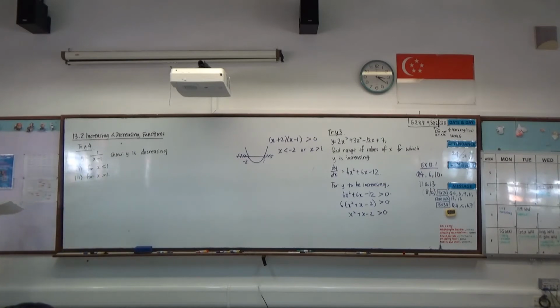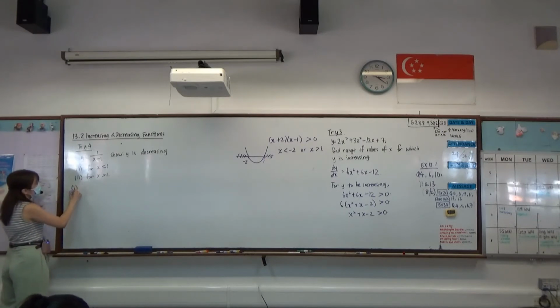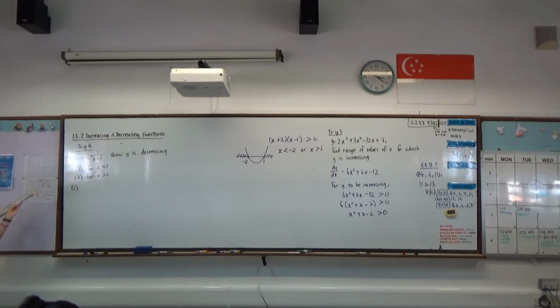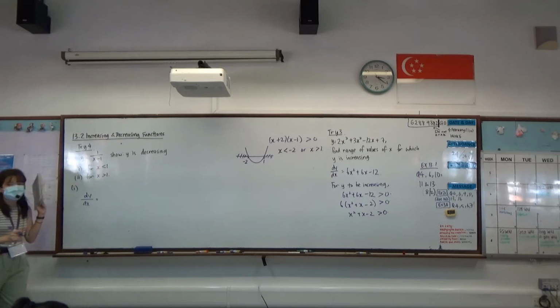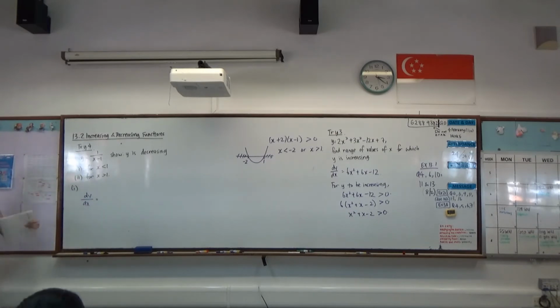Okay, so try 4, we have y equals to 1 over x minus 1. We want to show that y is decreasing in each of these intervals. So it's similar to how we did in question 1 and in our exercise 13.2 questions earlier. So we will look for our dy over dx. So what will the dy over dx be equals to? What is the dy over dx?